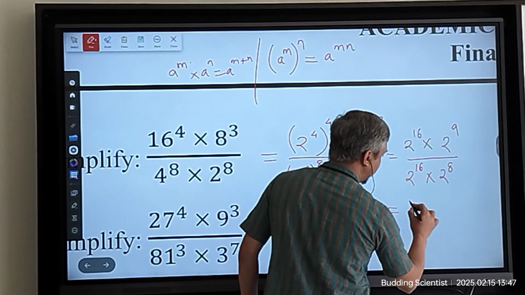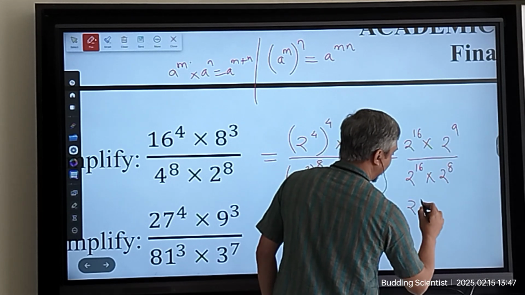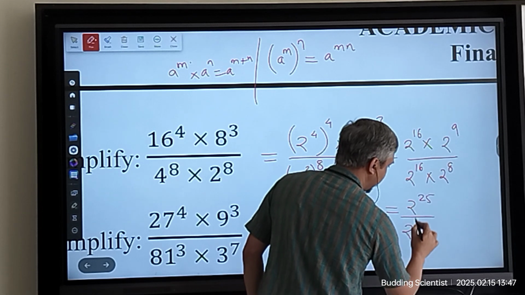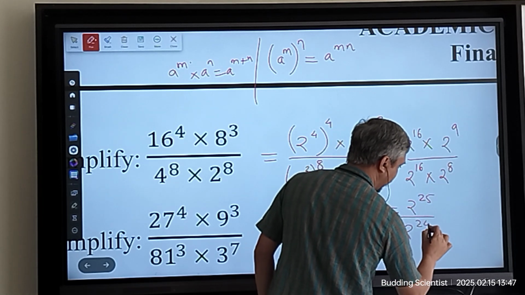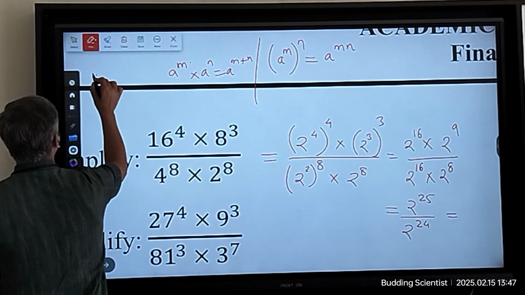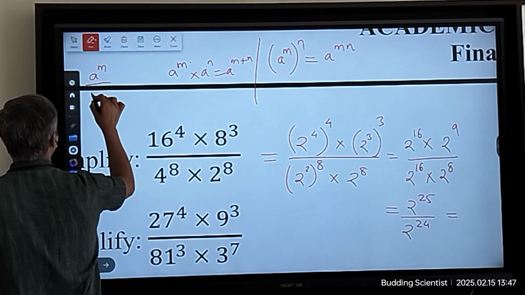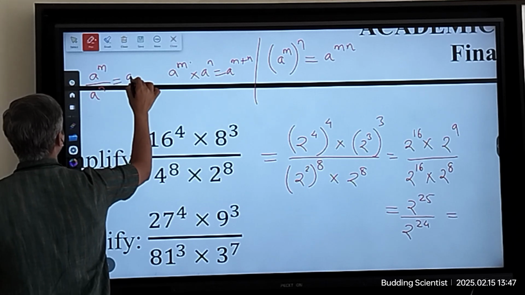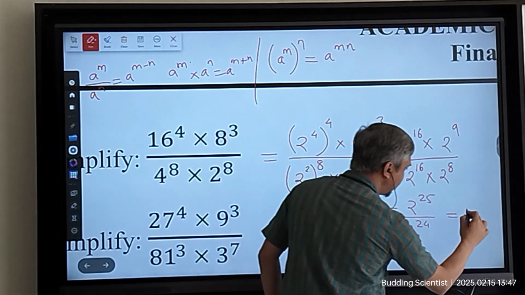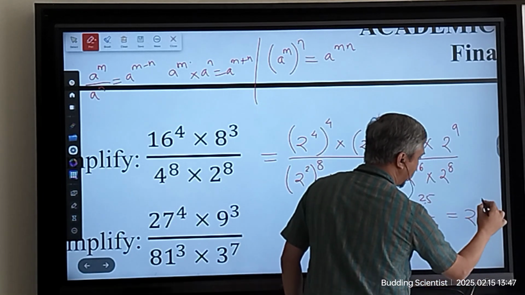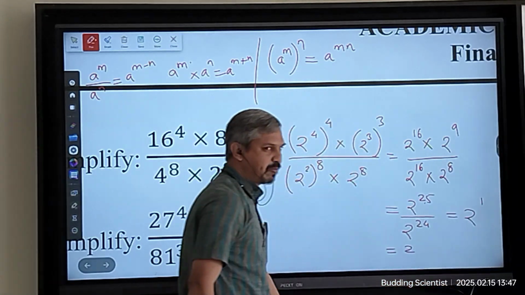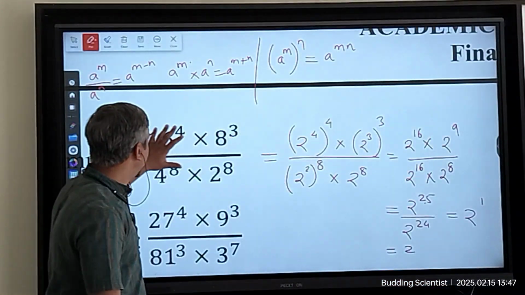So we have 2 raised to 16 plus 9, so this is 2 raised to 25 divided by 2 raised to 16 plus 8, which is 24, and this is equal to the other formula that we have, a raised to m upon a raised to n is equal to a raised to m minus n. So we'll just put this as 2 raised to 25 minus 24, which will be 2 raised to 1, which is equal to 2, and we get the answer of this question is 2.